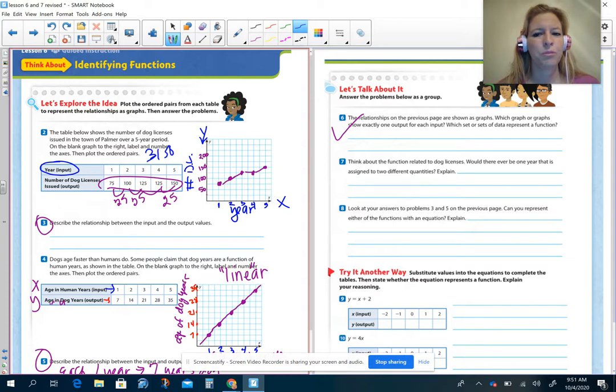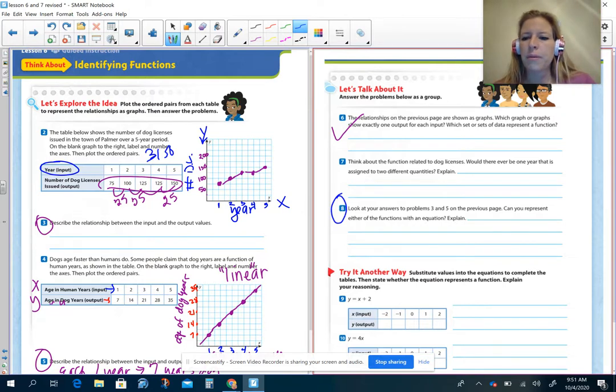3, 2, 1. So what'd you come up with? Did you say that it wouldn't make sense to have 2 separate quantities? That why wouldn't I just add them together and get one quantity? Because if I want to know the total of dog licenses, yeah, so that's why it would not make sense. I want a total. I wouldn't have 2 totals in the same year, that wouldn't make sense. Yes, so good job. Okay, so number 8 says, look at the problems 3 and 5.